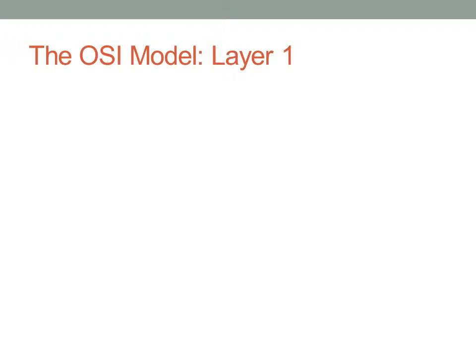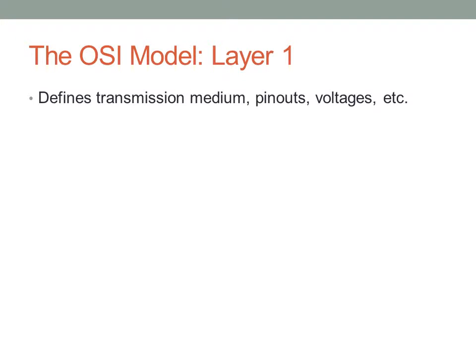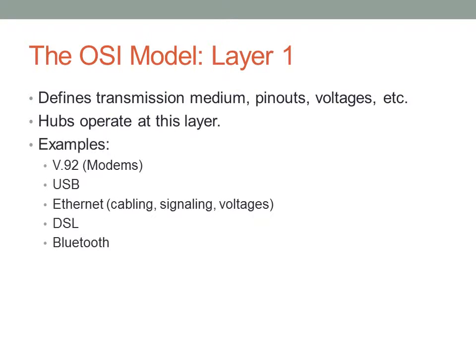The OSI model, Layer 1, is concerned basically with, like I said, transmission medium, pinouts, voltages, all these sorts of physical requirements that the network relies on. Hubs operate at Layer 1, so whenever you see a hub, you should think of it as a Layer 1 device. That is, a device that physically connects devices, but doesn't really do anything else.